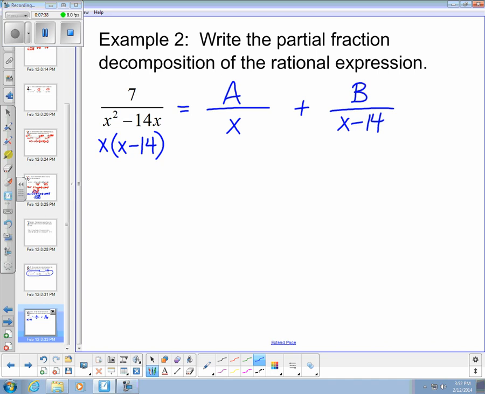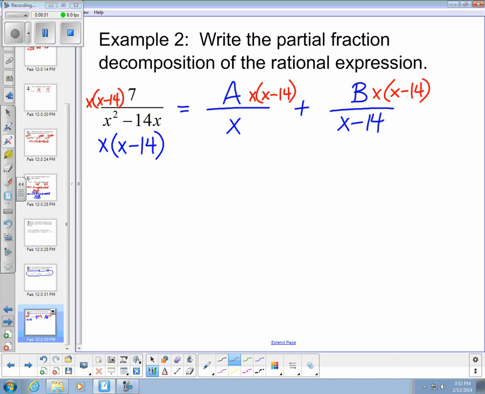Okay, so here's the setup. That's step 1 and step 2. We factored and we set up our equation. Okay, step 3, we're going to multiply everything times the common denominator, which is x times x minus 14. So every fraction times the common denominator. See what cancels.